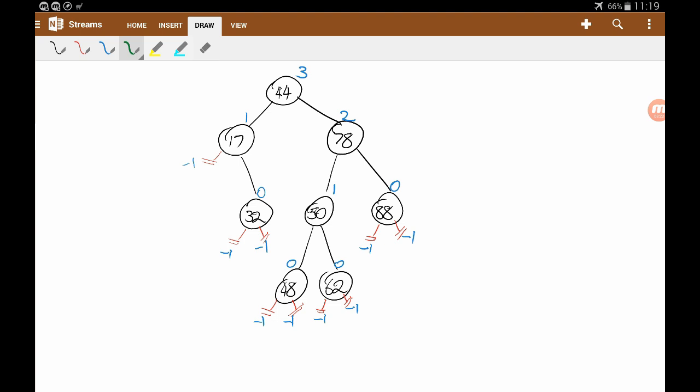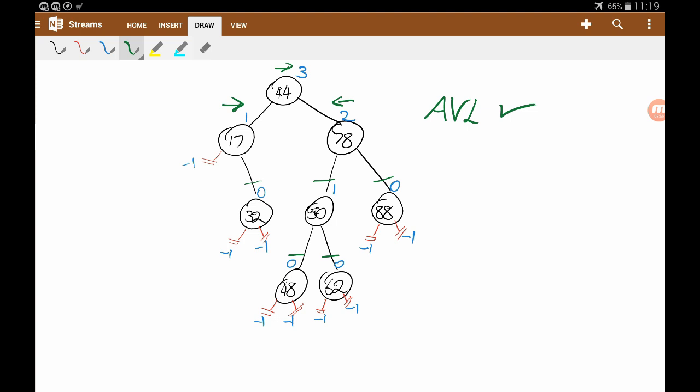Let's double check the balance. So 48 is balanced, 62 is balanced, 50 is balanced. 88 is balanced. 78 is left heavy, but it only differs by 1, so we're okay. 32 is balanced. 17 is right heavy, but it only differs by 1, so we're okay. 44 is right heavy, but again it only differs by 1. So our AVL property holds throughout the tree, and so we know that it is an AVL tree.